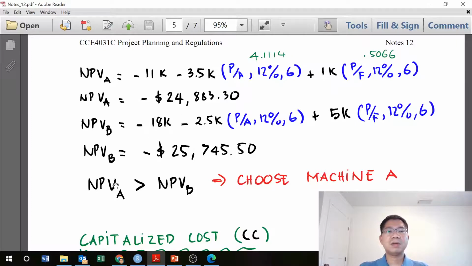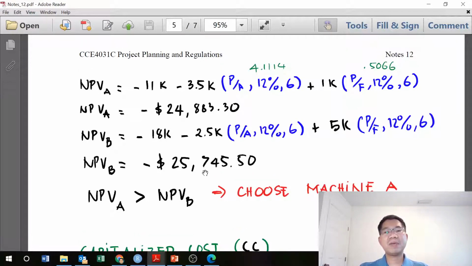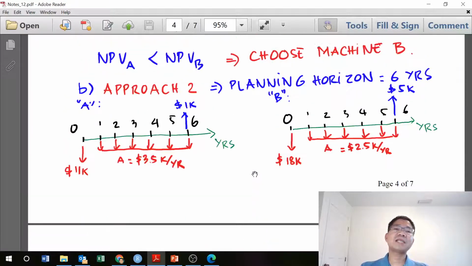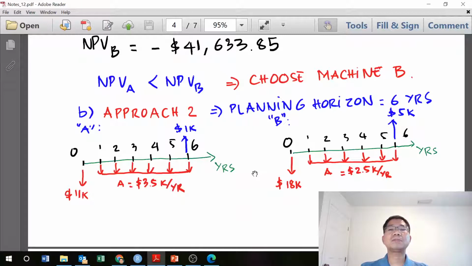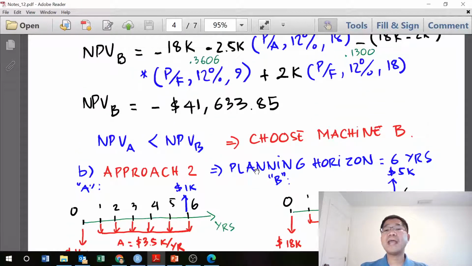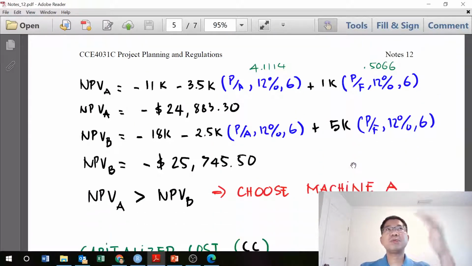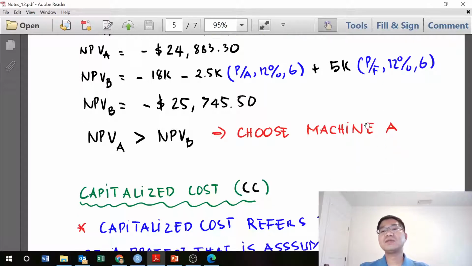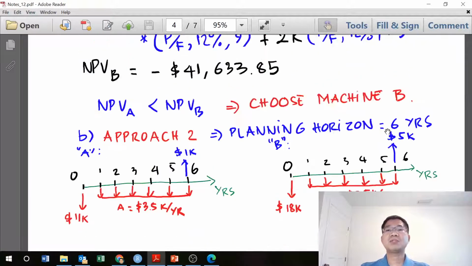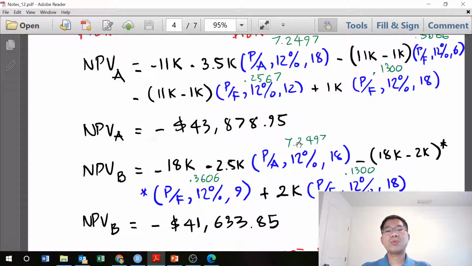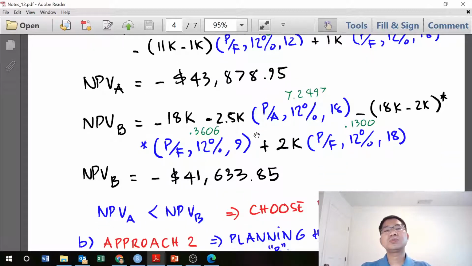So we compare, yes, NPVA greater than NPVB. So you choose machine A because NPVA is greater. As you can see, the planning horizon plays a big role in determining which machine we choose. In part A, we choose machine B. If we make a shorter horizon, if we compare for 18 years versus only 6 years, we choose machine A, not machine B. So as you can see, very important, the time that you compare the alternatives may give you a different outcome.